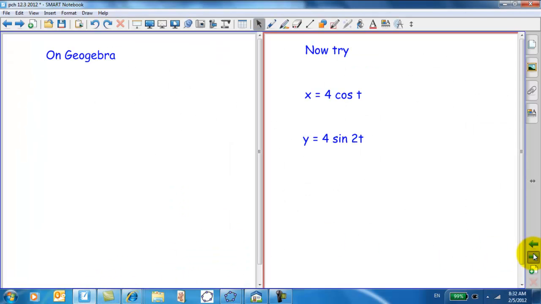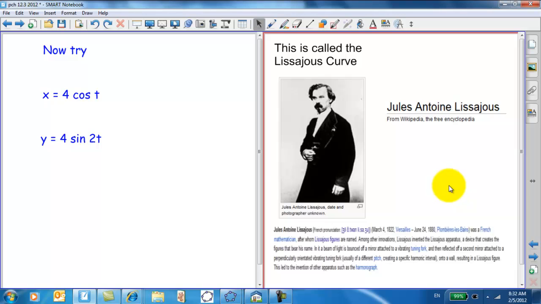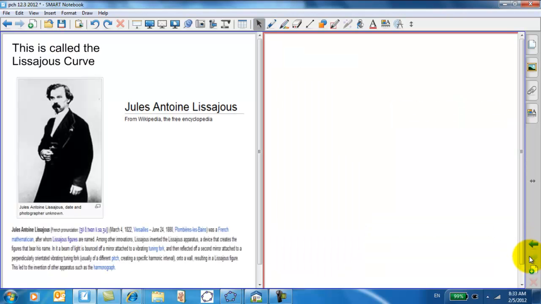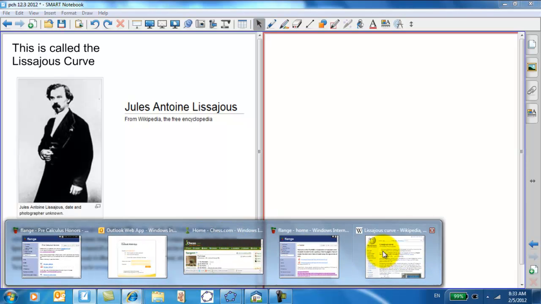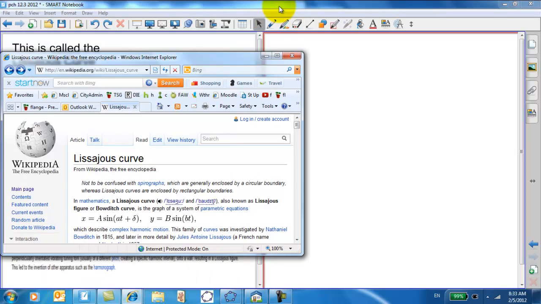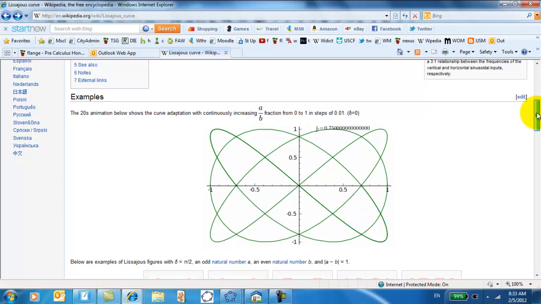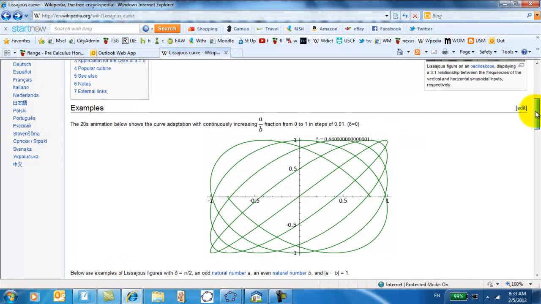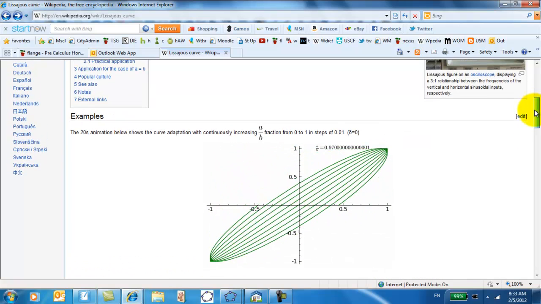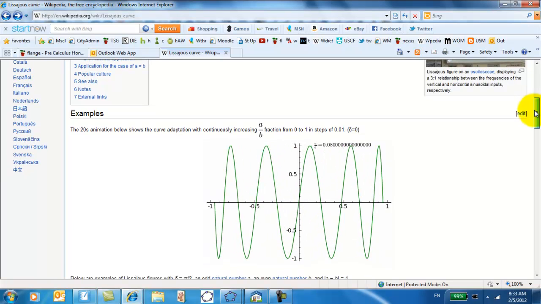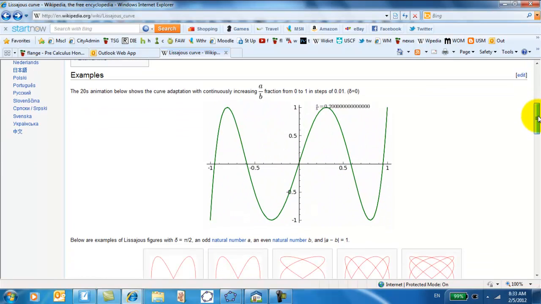We tried that. There he is, Jules Antoine Lissajous. And he did some things with mirrors and tuning forks, and actually came up with something that looks like an oscilloscope way before oscilloscopes. And if you go to Wikipedia on the Lissajous curves, they've got a nice little demonstration here. There you go. This is just increasing the a over b fraction from 0 to 1 in different steps. Here's different values for a and b.